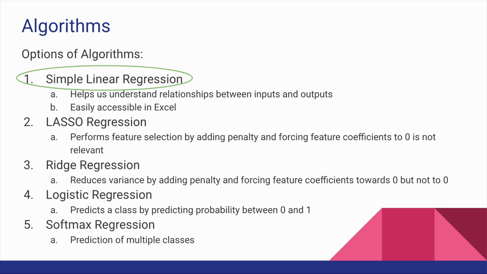There's a few different algorithms I could choose from: simple linear regression, lasso, ridge, logistic, and softmax. The last two were taken out right off the bat because those are more to predict different classes. I went with simple linear regression because it easily helps us understand the relationship between inputs and outputs, and also it's easily accessible in the Excel tool I will be using.